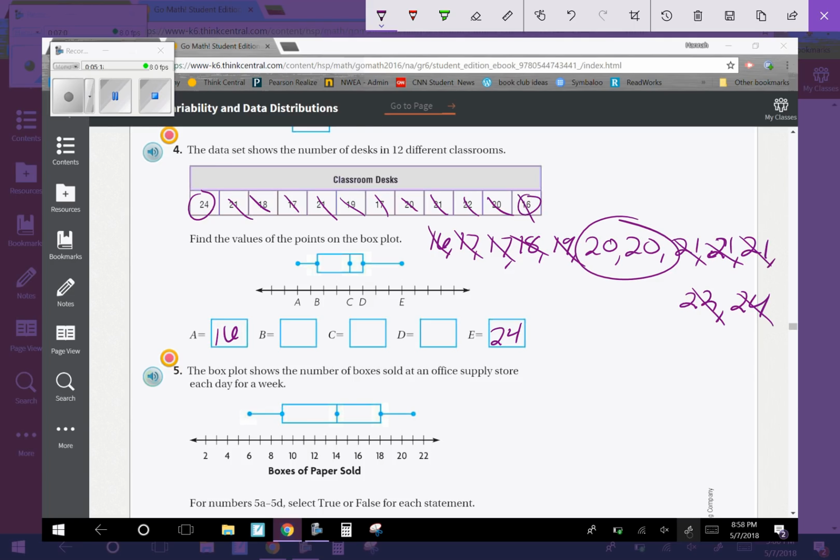20 plus 20 divided by 2 is going to still be 20. So that means C, this right here, is my median. That's going to be 20. Then if I look over here, I've got to find the lower quartile.